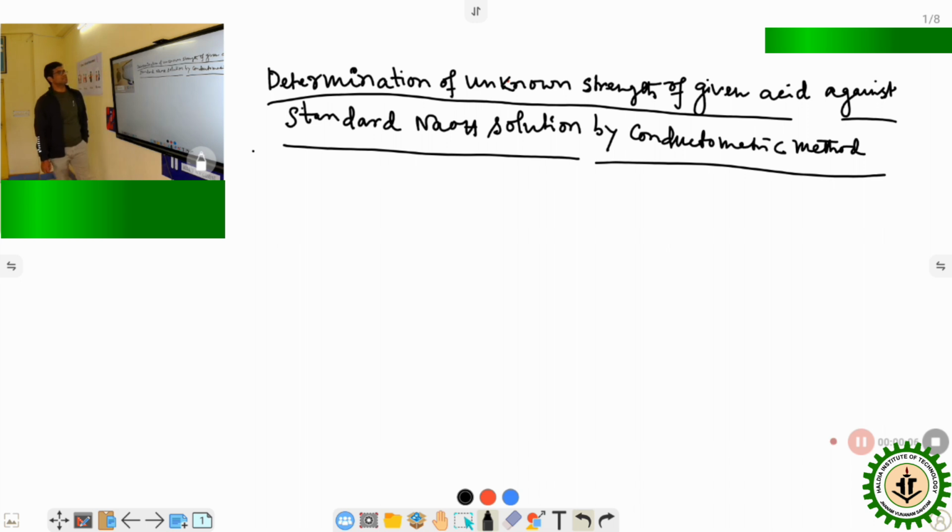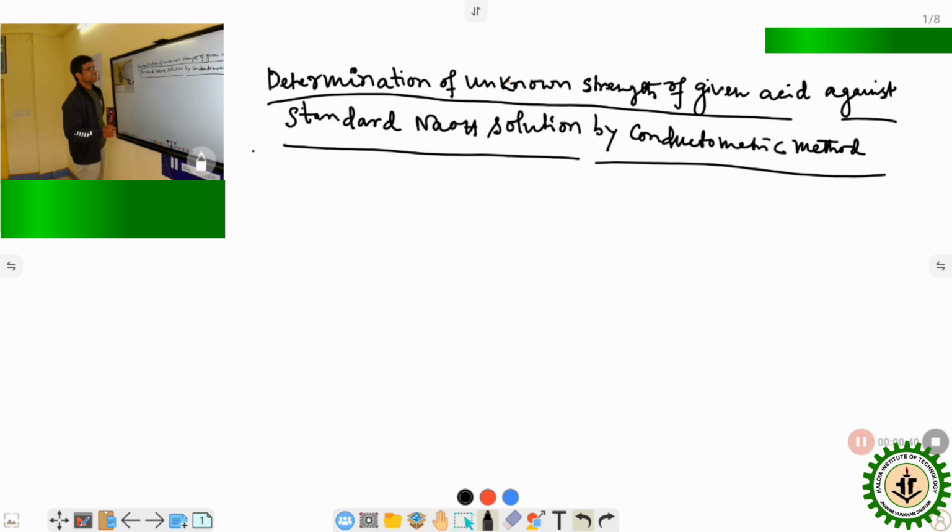Today, I will discuss the determination of unknown strength of a given acid against standard sodium hydroxide solution by the conductometric method. First of all, we should know what we mean by conductance of a solution. Conductance, basically, is the number of ions present per cc or per ml of the solution.